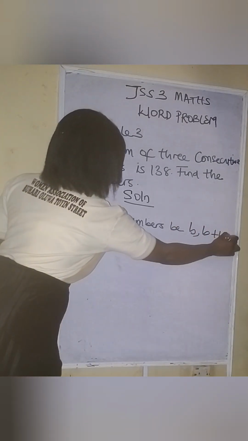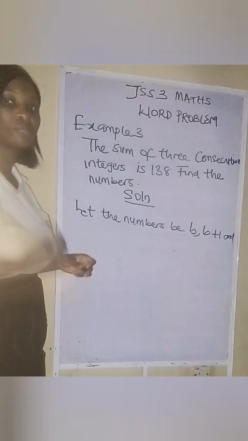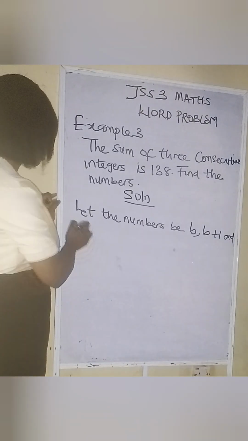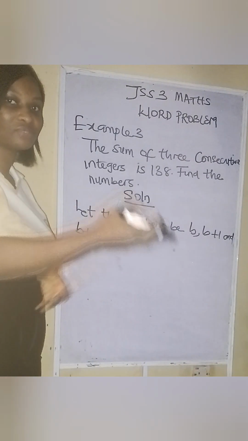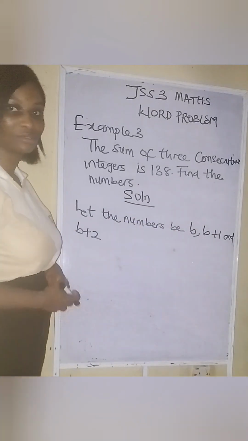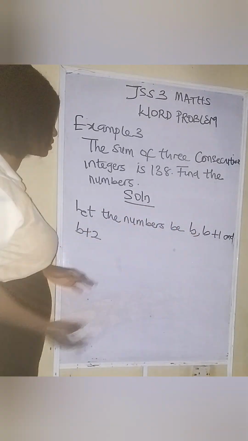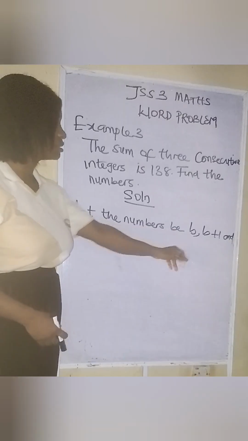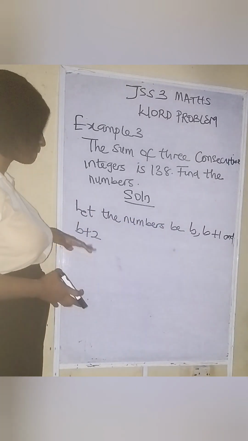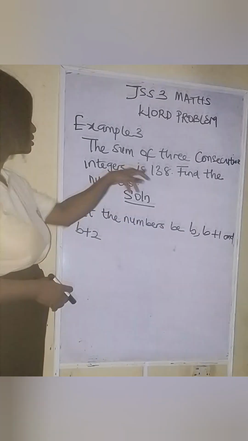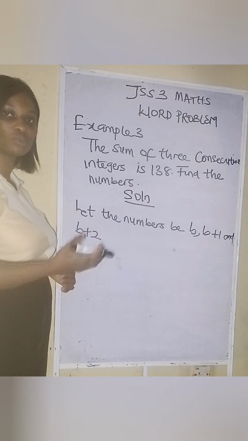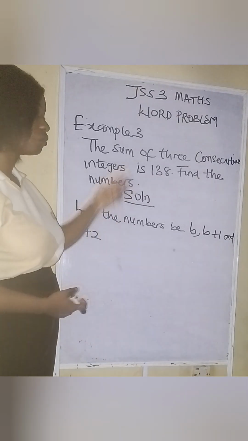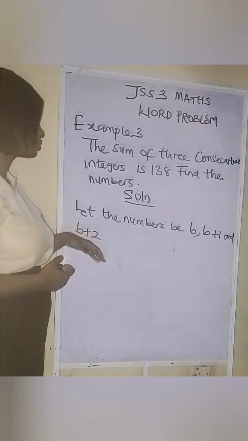And the next one will be B plus 2. We say consecutive integers, consecutively. That is why we're using B plus 1 and B plus 2. We say they are 138. All these 3 consecutive integers sum to 138, meaning that it equals 138. So we want to get our unknown number, which is B.